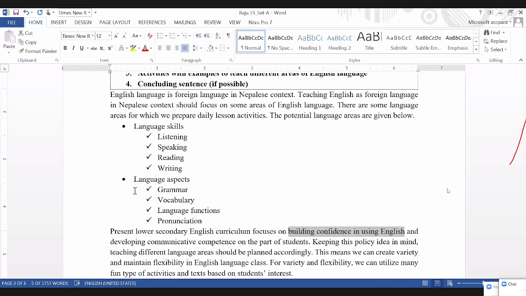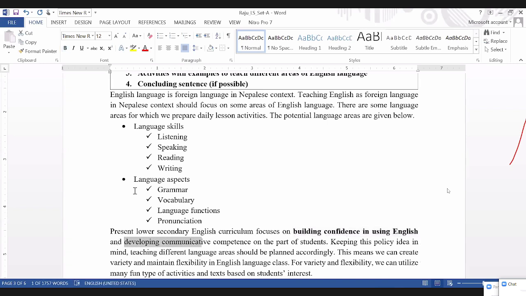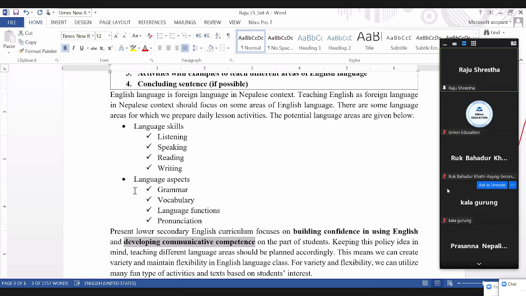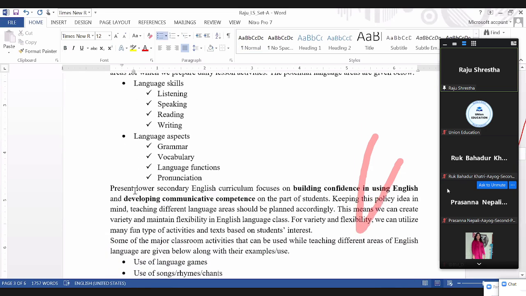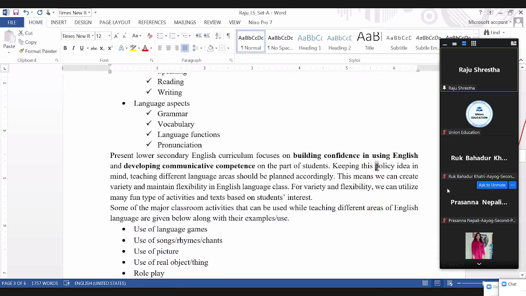Building confidence in using English and developing communicative competence. So the present lower secondary English curriculum focuses on these two aspects of English language teaching, like building confidence in using English and developing communicative competence. These two parts we need to keep in mind. While writing answers, we can include them anywhere. On the part of students, keeping this policy idea, because the curriculum is a policy document, and these things are included in the curriculum. That's why, keeping this policy idea in mind, teaching different language areas should be planned accordingly.